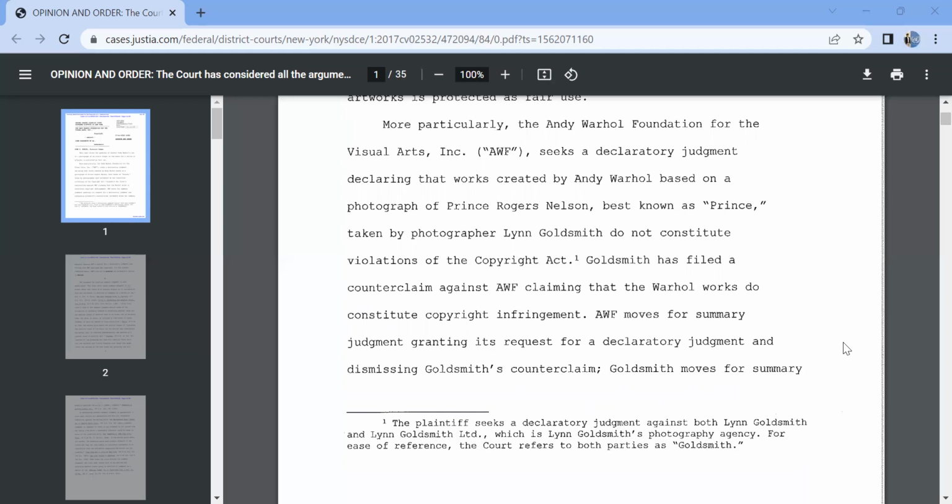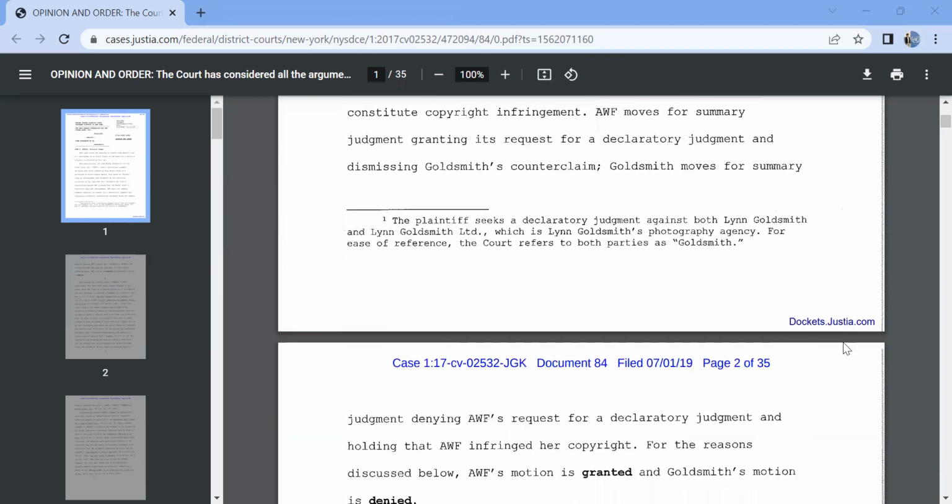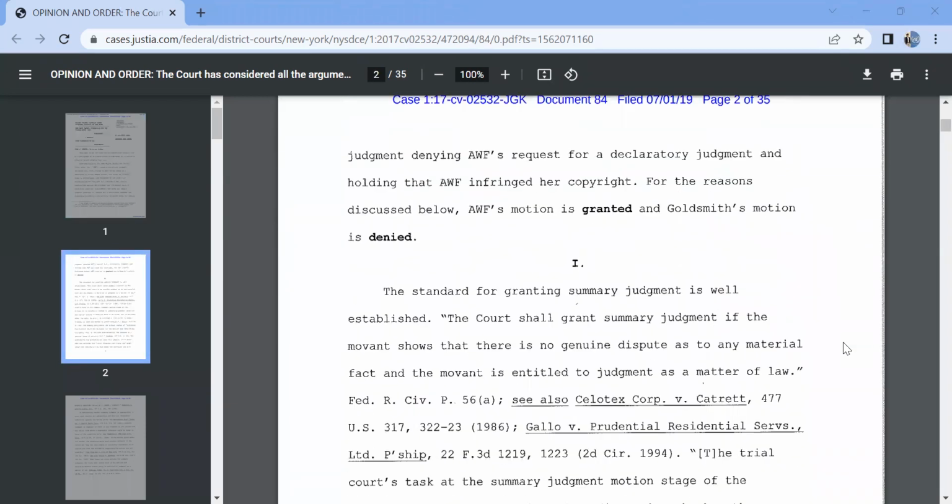AWF moved for summary judgment granting its request for a declaratory judgment and dismissing Goldsmith's counterclaim. Goldsmith moved for summary judgment denying the request for declaratory judgment and holding that AWF infringed her copyright. For reasons discussed below, AWF's motion is granted and Goldsmith's motion is denied.